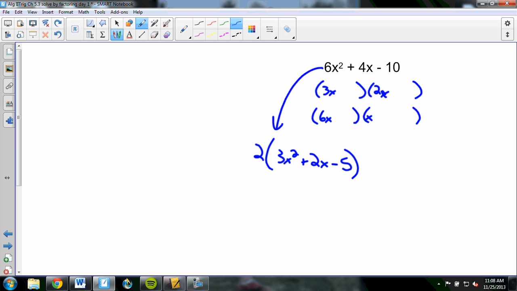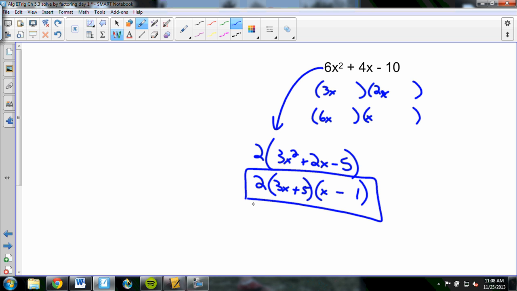Then I try and factor this. The 2 is just going to sit there. The 2 just hangs out. And I'm going to have 3x and x, 5 and 1, positive, negative. And that's how it factors.